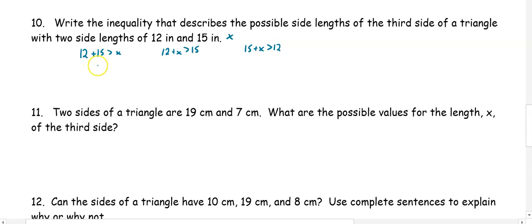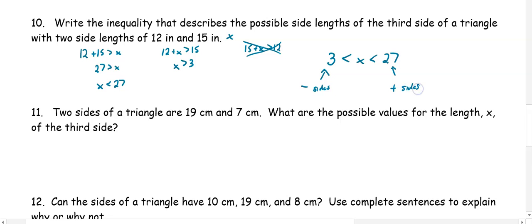So in the first inequality, we can just add those together. 27 is greater than x. If we switch this around, that means x is less than 27. In the second inequality, when we subtract 12, we get x is greater than 3. And in the third inequality, we don't even need this inequality because x plus 15 is already greater than 12, because 15 is bigger than 12. So we don't need to look at that inequality. So what we see then is x is greater than 3 but less than 27. So how we're going to write that is we're going to put x in the middle of those two numbers. Your smallest number is by subtracting the sides, and your bigger number is by adding the sides.